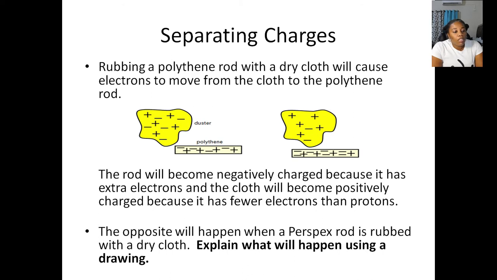Rubbing a polythene rod with a dry cloth will cause electrons to move from the cloth to the polythene rod. As you can see in the picture, you have them with the same amount of charges, making them neutral objects, and with a good old rub you have the movement of electrons from the cloth into the polythene rod. We have more electrons than protons, so in that sense the object now becomes negatively charged.